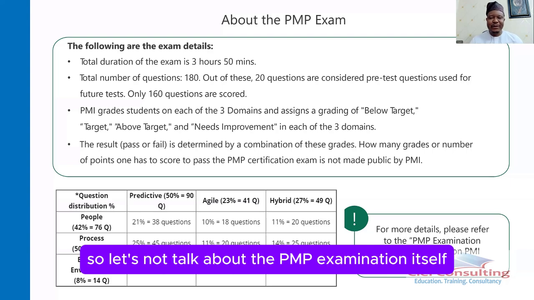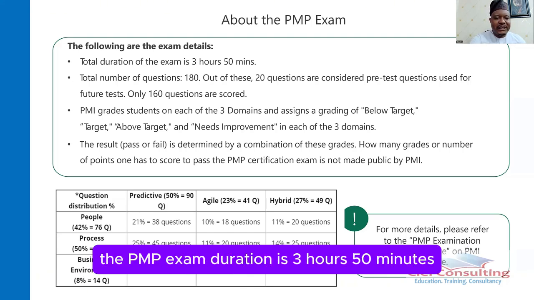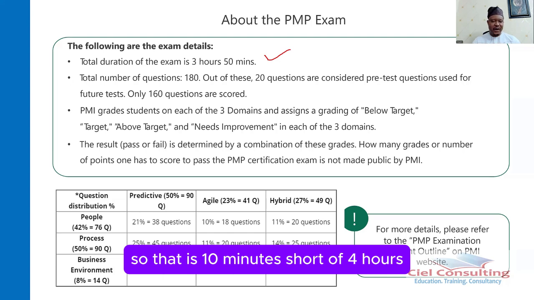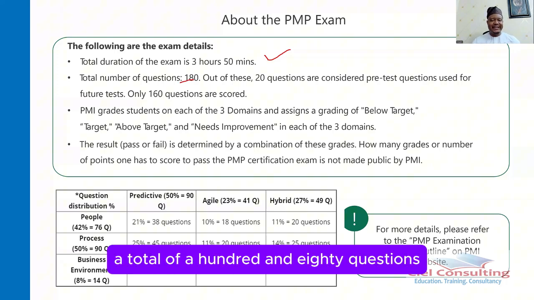So let's now talk about the PMP examination itself. Basically, what do you expect on the day of the exam? The PMP exam duration is 3 hours, 50 minutes. So that is 10 minutes short of 4 hours. And within the 3 hours, 50 minutes, you are expected to answer a total of 180 questions.